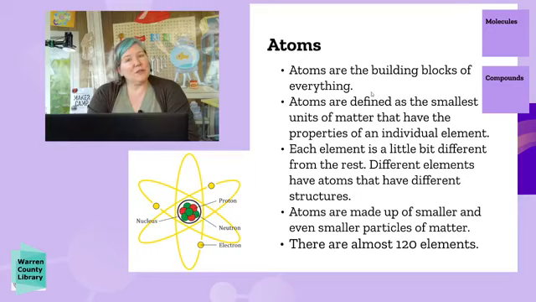So some elements you might know are oxygen, hydrogen, helium, nitrogen, carbon, neon. There are lots of them. Silver, gold, all of those are elements, okay? And they're basically the smallest bit of matter that you can possibly have.